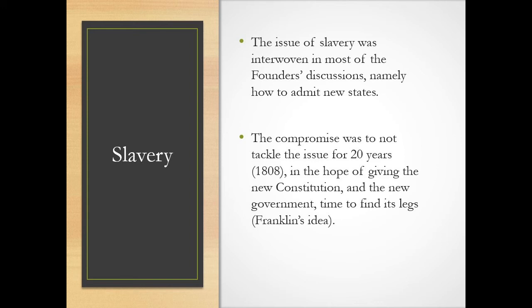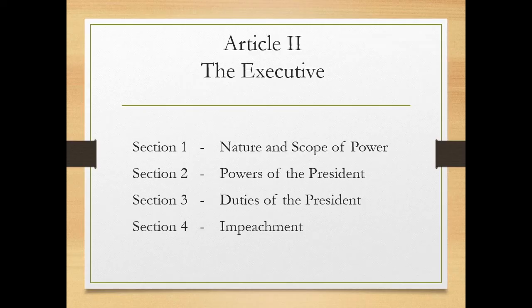So we've spent 40 minutes now talking about Article 1. There's a lot of grist for the mill. There's a lot that the Founding Fathers had to say in Article 1. So now you're ready for Article 2? This is going to be deceptively simple. Section 1, the nature and scope of presidential power.